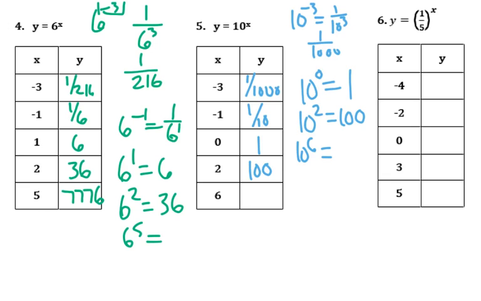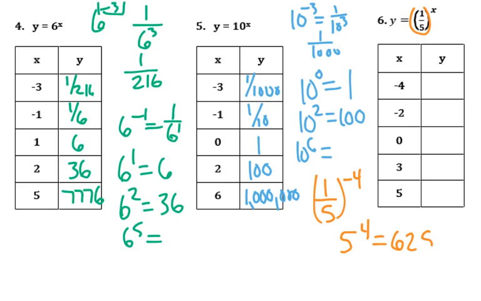10 to the 6th, once again I type it in my calculator, and I get 1 million, because it's 1 with 6 zeros after it. Now number 6, we've got a fraction to the power, so this is kind of weird. So 1/5 to the negative 4 would actually flip it around, and it would be like 5 to the 4th, which would be 625.